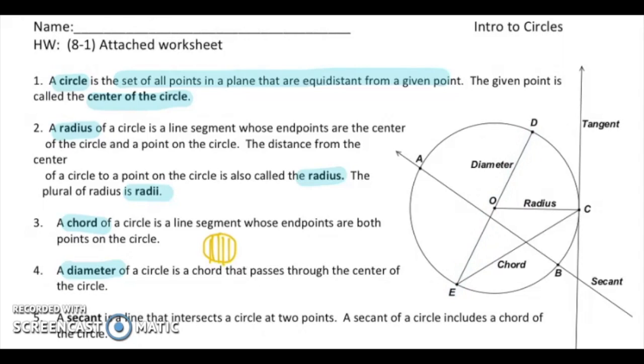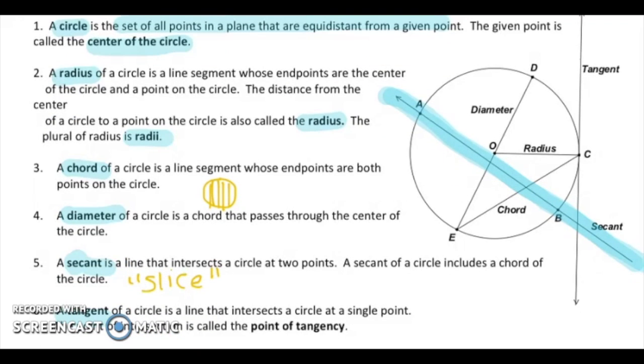Now, a word that might be new to us is a secant line. So a secant line, I like to think about the word slice when I think of secant. So secant, think slice. And it goes through the circle and it slices it, going through both sides just like that. So a secant is a line that intersects a circle at 2 points.